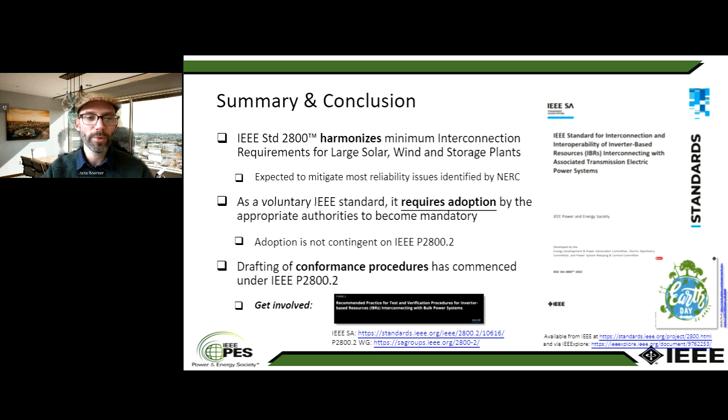The conformance procedures are currently being drafted in 2800.2, and we would highly encourage everyone, especially everyone who was not involved in the drafting and balloting of IEEE 2800 itself, to join that process. We would love to see even more wind, solar, and storage plant developers engaged in this important 2800.2 project.